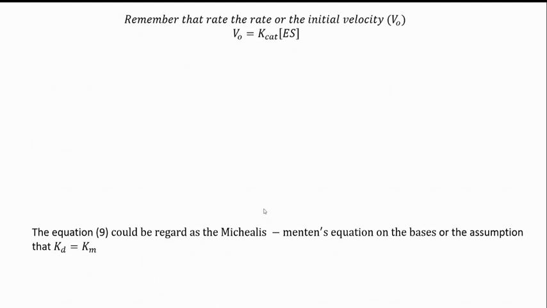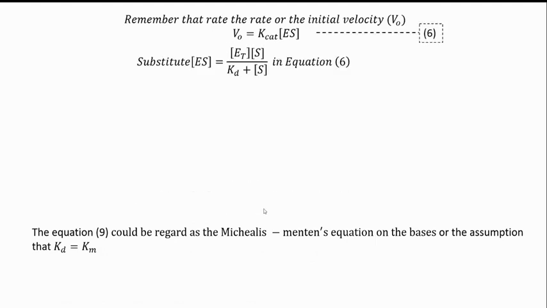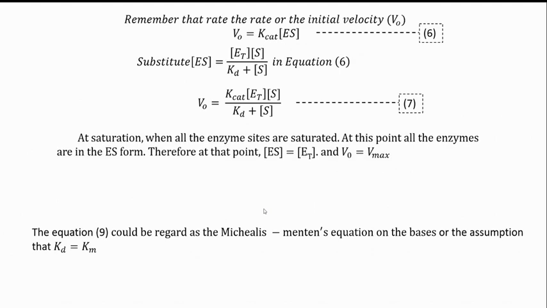Now remember that the rate of reaction or the initial velocity, VO, is equal to K cat multiplied by ES, which is equation 6. So we have to substitute that ES in this equation, and when you do that, you have that VO is equal to K cat multiplied by total enzyme concentration multiplied by substrate concentration, all divided by KD plus substrate concentration.